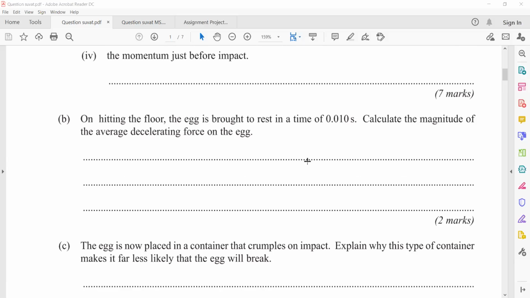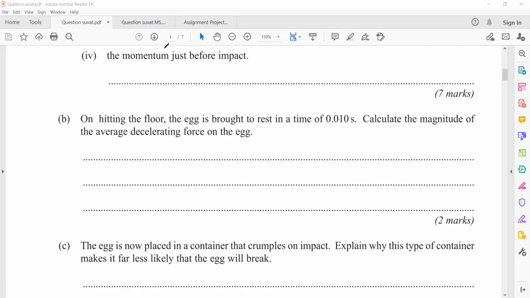On hitting the floor, the egg is brought to rest in 0.01. Calculate the magnitude of the average decelerating force. So F is equal to ma. First we get the acceleration. The initial velocity is there, final is 0, divided by time, and we get the acceleration. Acceleration multiplied by mass, we get the force.